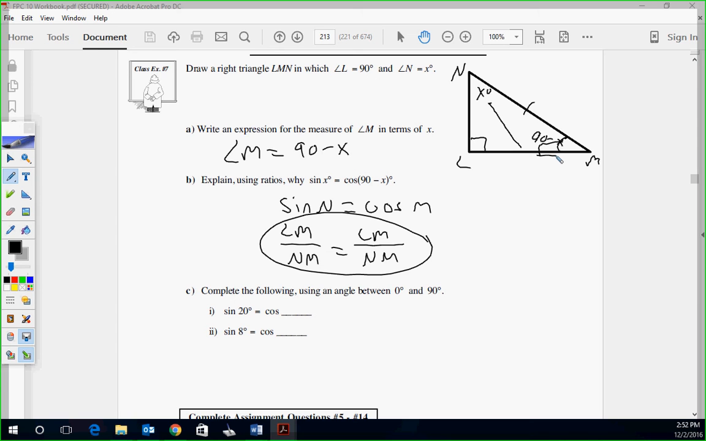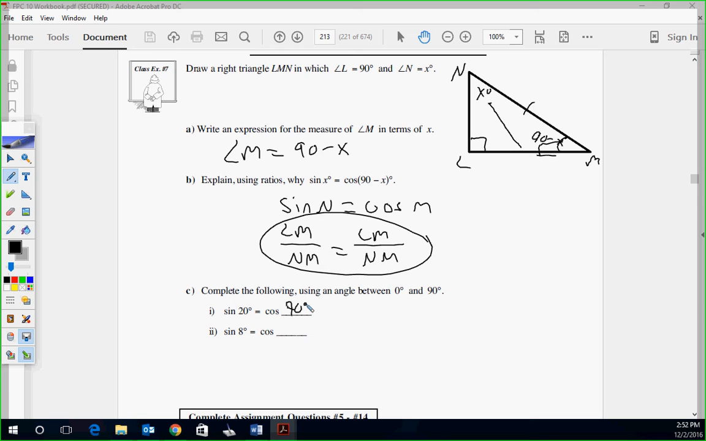Okay? So what you can get from that is sine from this corner is equivalent to cosine from this corner, and vice versa. So complete the following using the angle between 0 and 90. If sine of 20, what is that equivalent to? Cosine of 70. Ripping today.